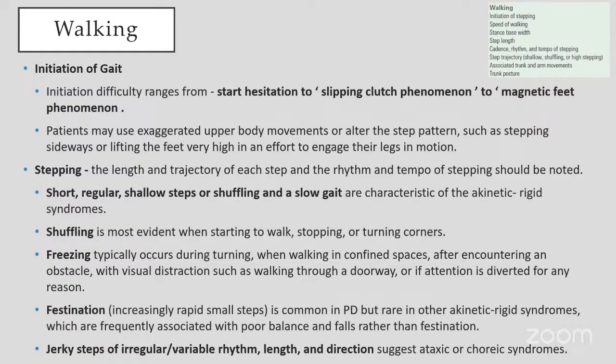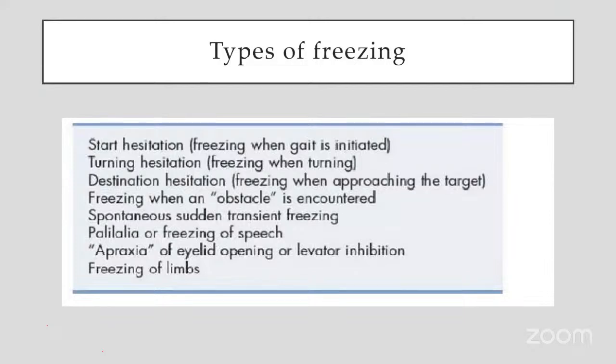So we'll move on to types of freezing. That is start hesitation when gait is initiated, turning hesitation, destination hesitation when the patient approaches a target, freezing when an obstacle is encountered, spontaneous sudden transient freezing, palilalia or freezing of speech. Apraxia of eyelid opening is also a form of freezing phenomenon, and there might be freezing of upper limbs.